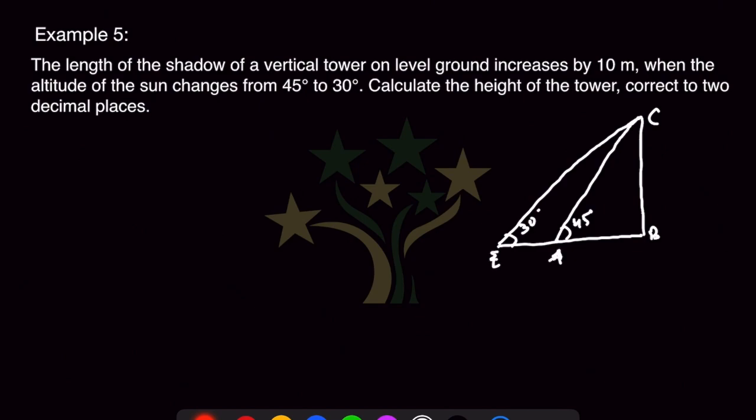We are given that this length increases. The length of the shadow increases by 10 meters. So we have AE is equal to 10 meters. We have to find BC, or the height of the tower. Let the height of the tower be x. So let's work out each.